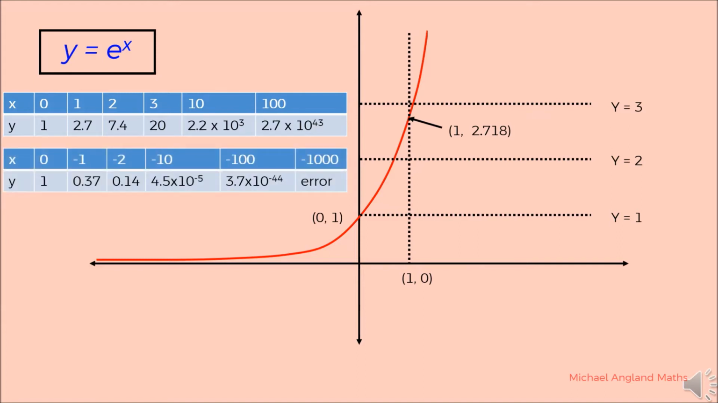And correspondingly, if we now look at the second table for negative values of x, we can see if we take negative 1, y is equal to 0.37. And if we take negative 2, y is equal to 0.14. And for negative 10, we get 4.5 times 10 to the minus 5. And as we move outwards to the left, negative 100, we get 3.7 times 10 to the minus 44. So almost negligible to register on a scientific calculator. And as for minus 1000, we simply get an error because it's indistinguishable from 0. But it will always be, however insignificant, however infinitesimally small, greater than 0 across the entire set of real numbers.